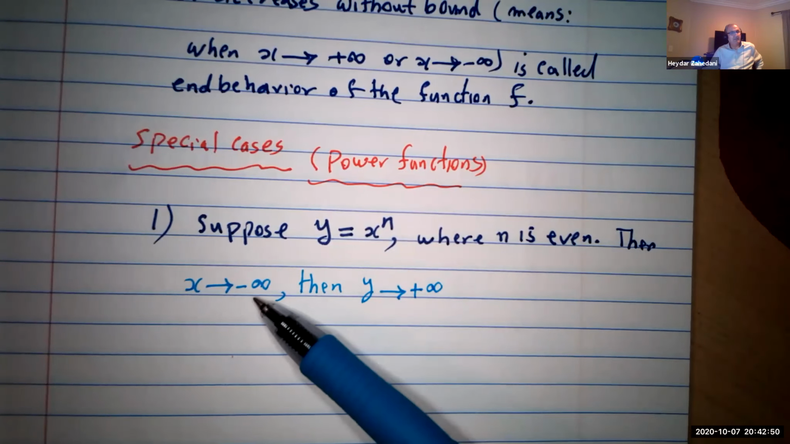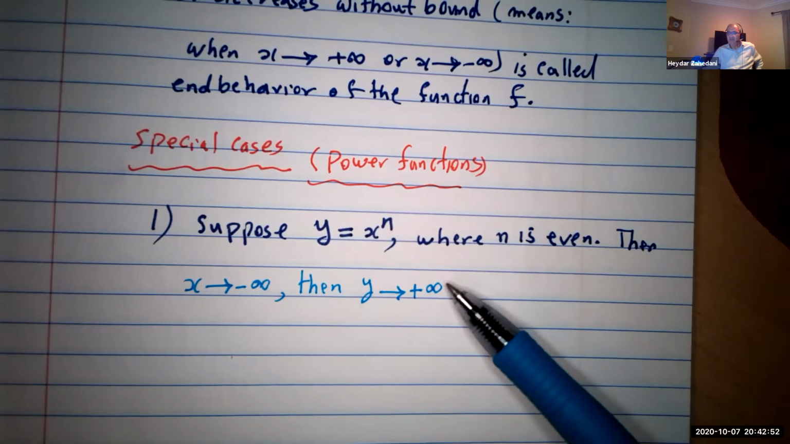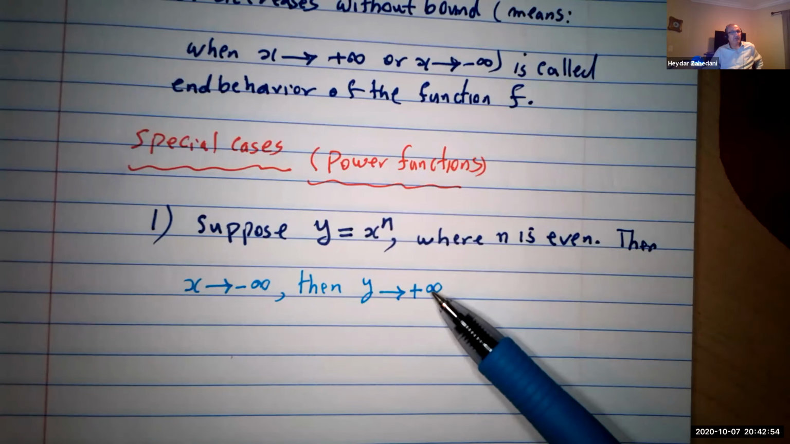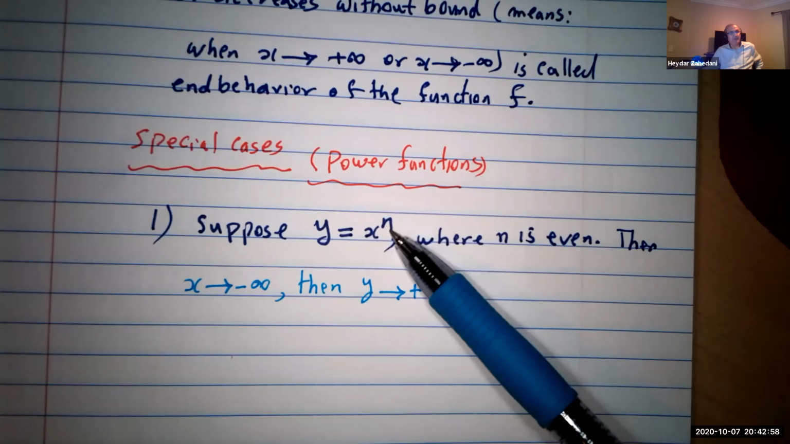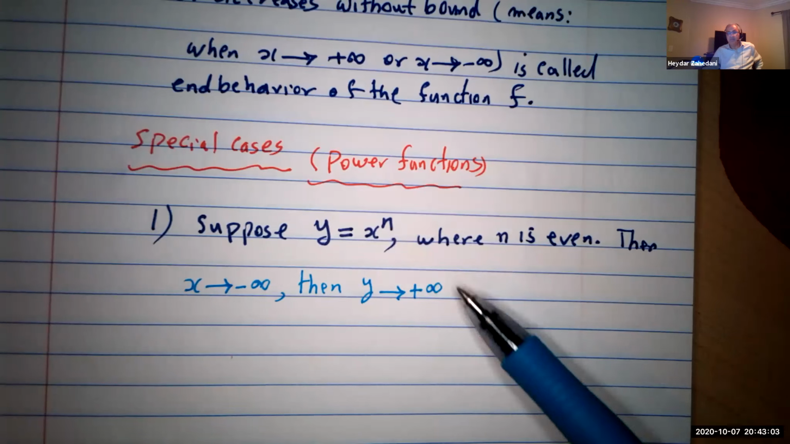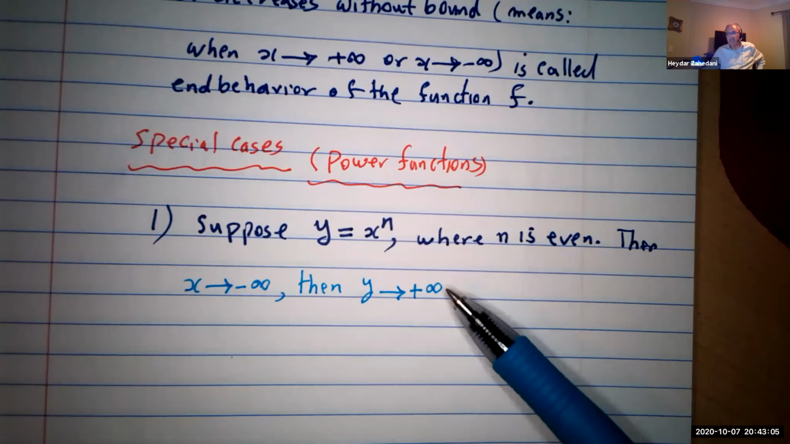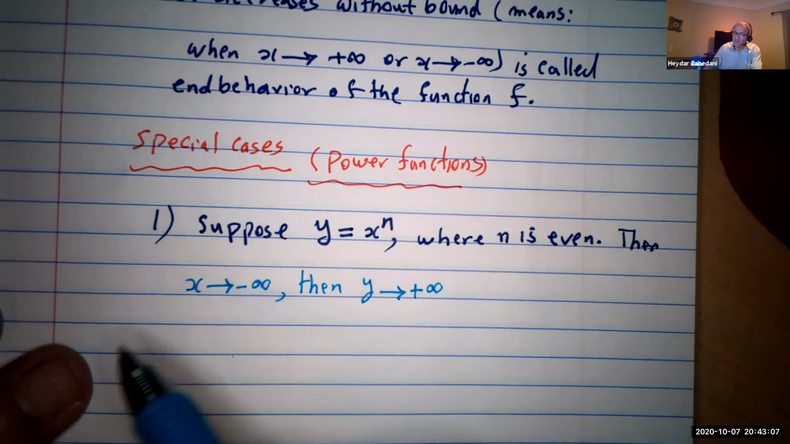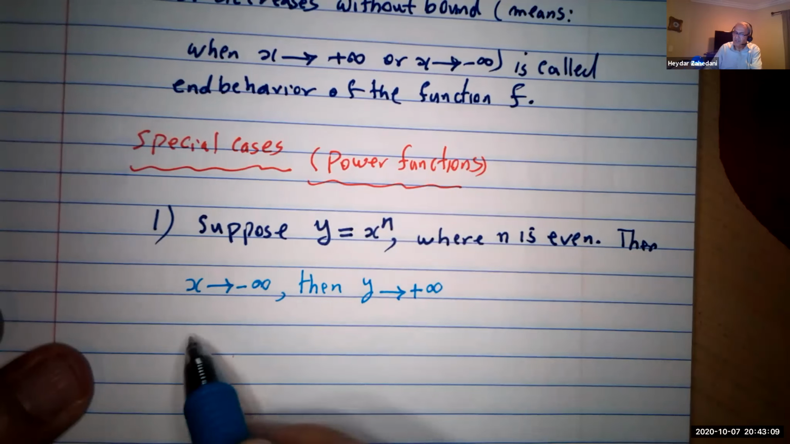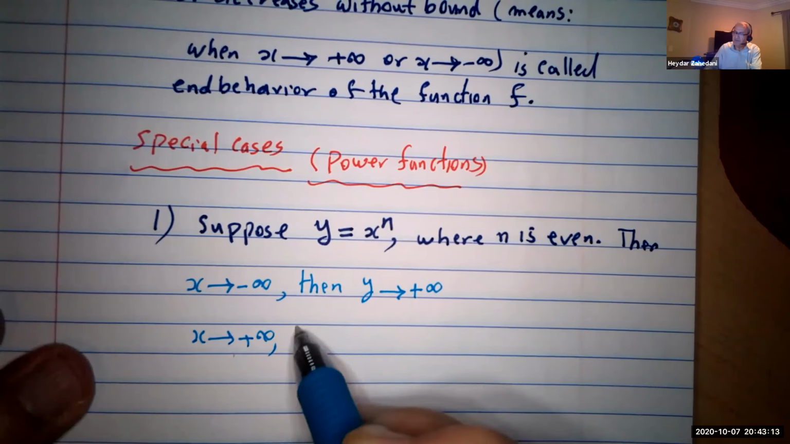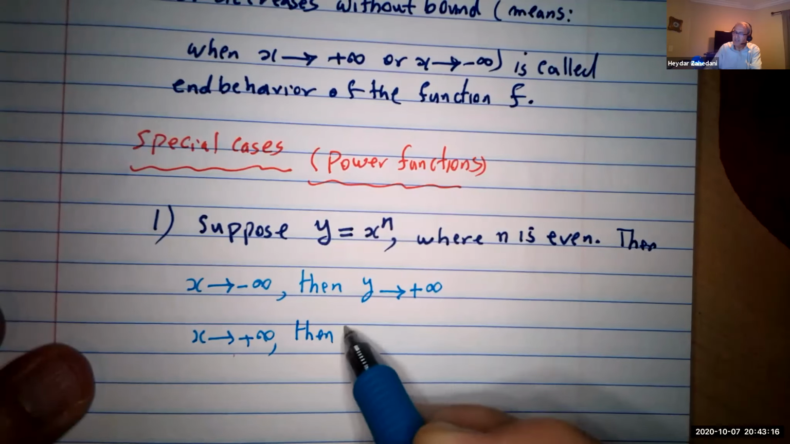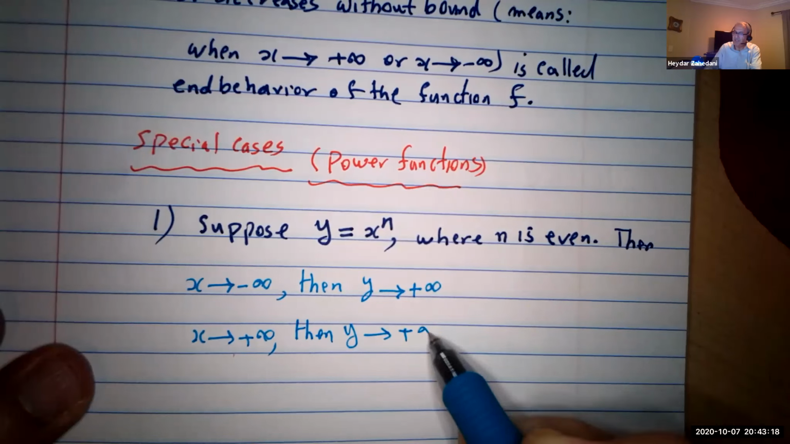Just the sign. Okay, the number is big, so the result is going to be big. But what is that? Is it positive or negative? Negative to the even number, okay, x squared, to the 4th, to the 6th, that makes it positive. And this is it: when x goes to positive infinity, then y goes to positive infinity again.